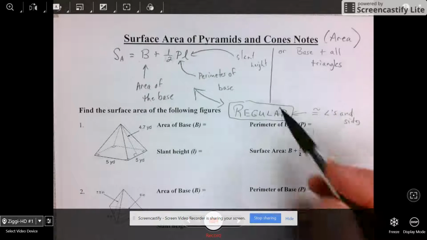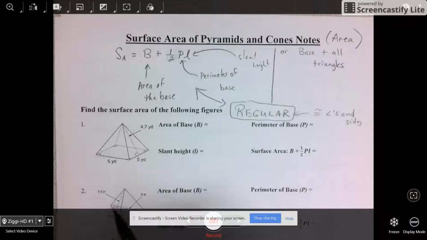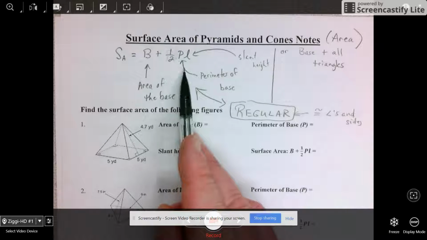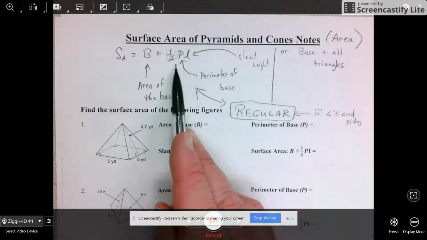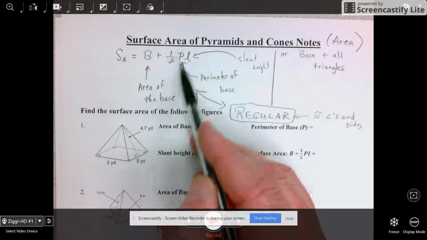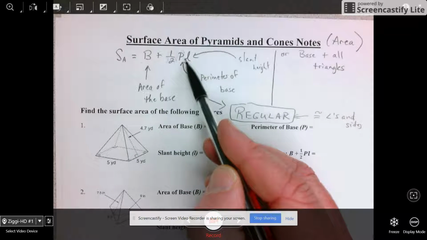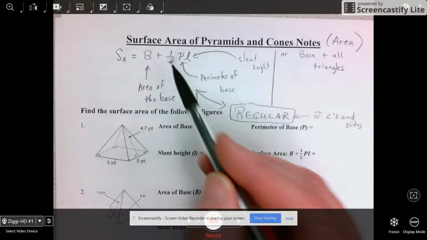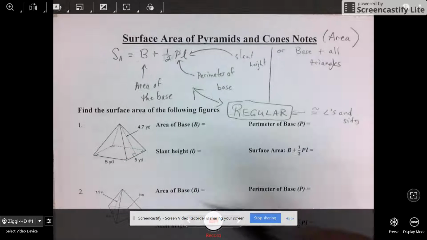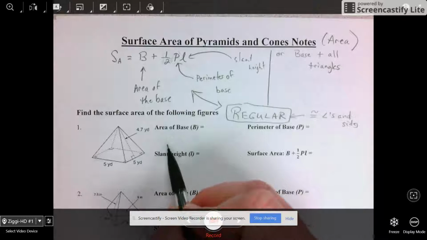Or, as usual, you can always just unfold and make a net, and that's where the 1/2 PL comes from. P is all the bases of the triangles added together, and L is the height. So area of a triangle is 1/2 base times height. That's where that comes from. It's not any magical formula.